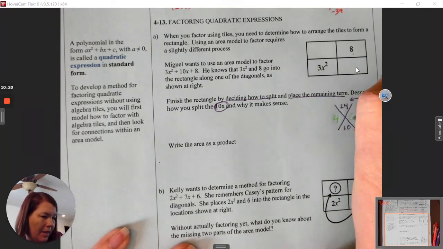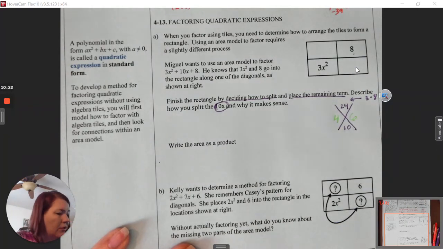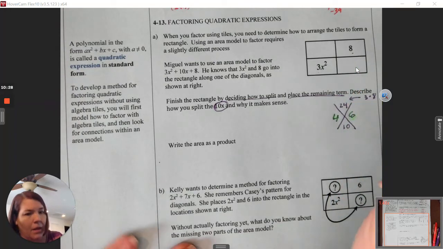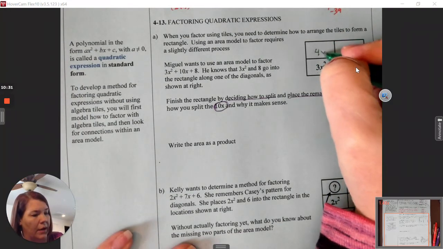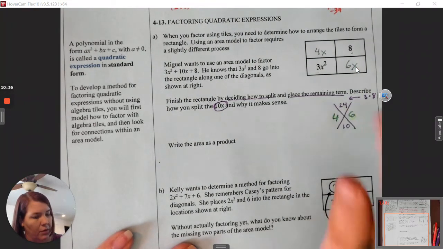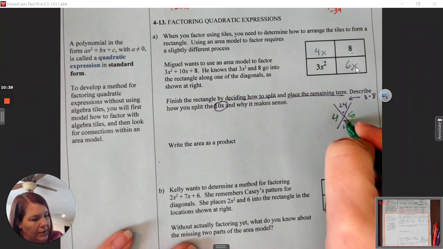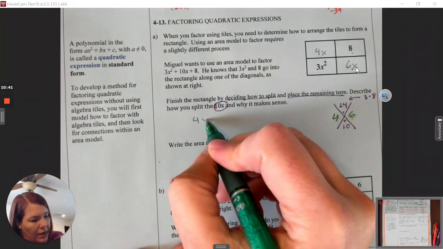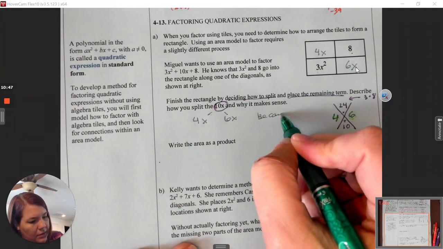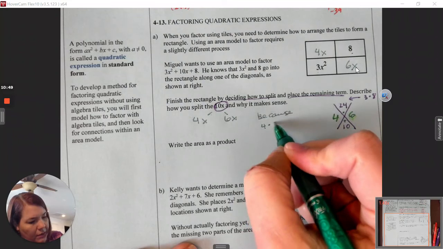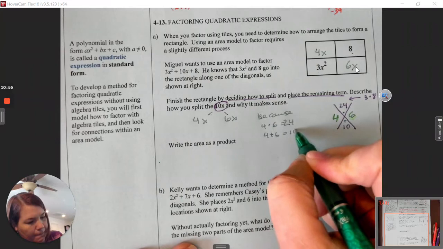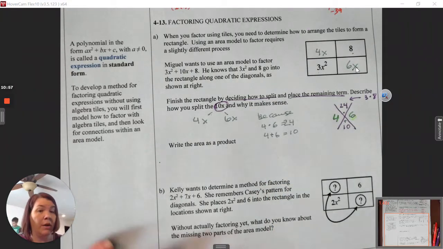Let me try this green and see if it's any better. Yeah, that's good. And so I think this is 4x and 6x, because 4 times 6 is 24 and 4 plus 6 is 10. So I definitely think I'm going to split 10x as 4x and 6x. Now I'm going to write my area as a product. So I'm looking at my box now.